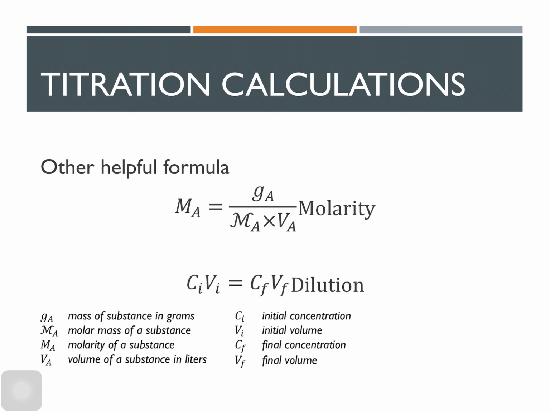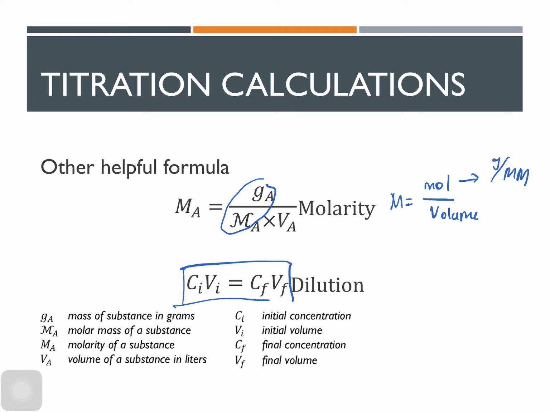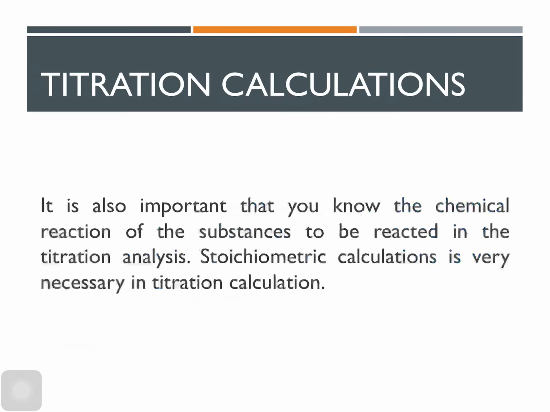This one is an expanded molarity equation. Remember that molarity is moles per volume. What I did here is express the moles in terms of grams per molar mass. Another helpful equation is the dilution equation: C1 V1 equals C final V final. There you go. This is the dilution equation. We can use this, and the molarity equation, which is just expanded.